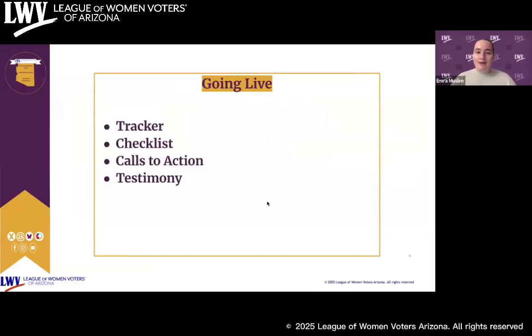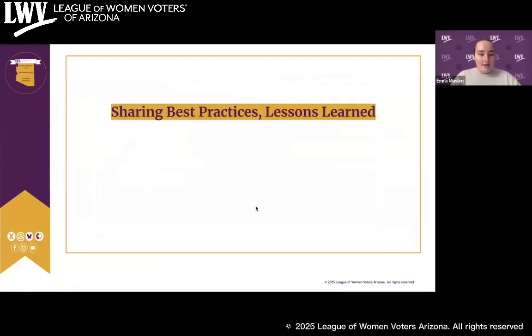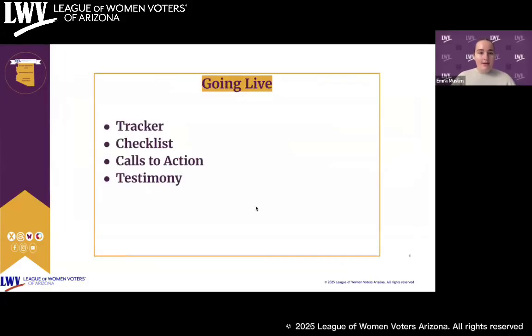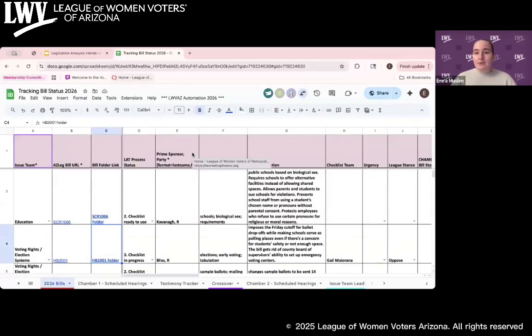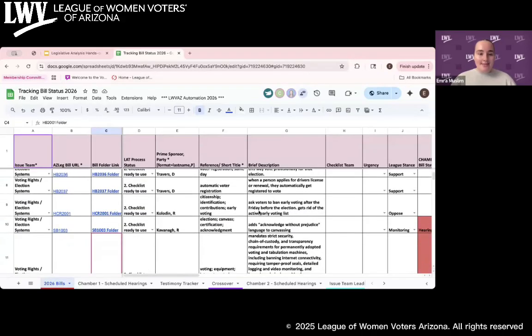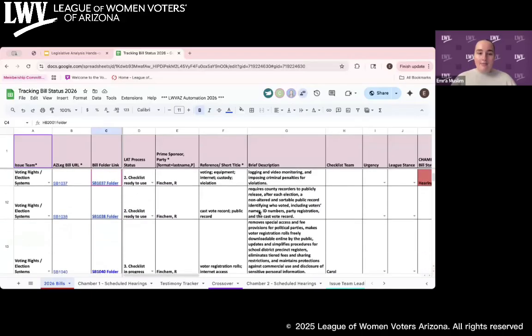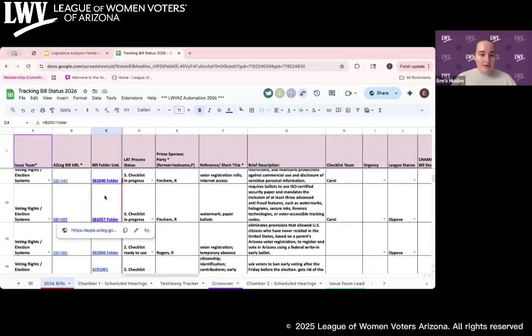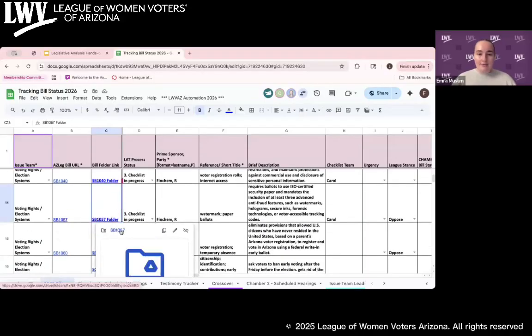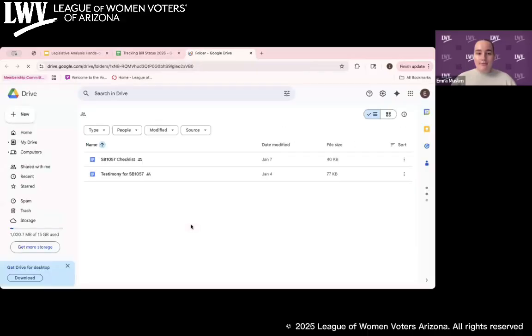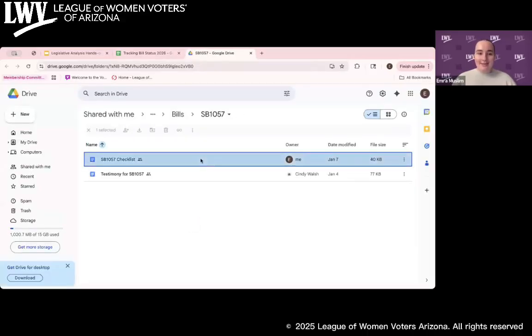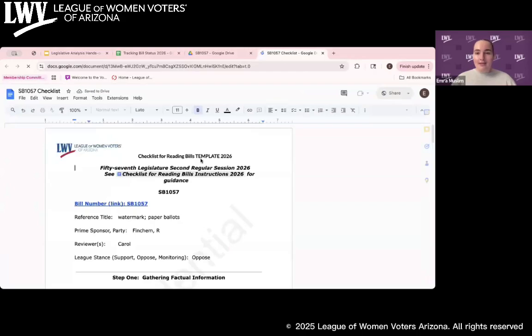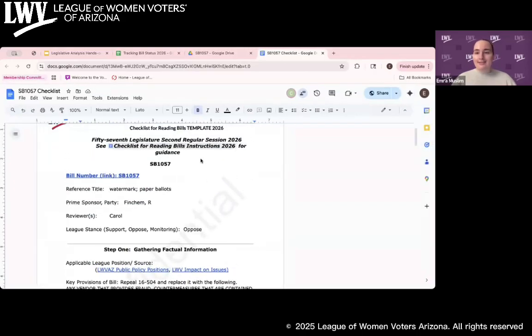All right, so now we will be going live, and I will be showing the tracker, which is our main tool for legislative analysis teams. As you may see, we have already started putting in bills that have been pre-filed that are related to our league priorities and positions. We will go to this example of SB 1057, which our wonderful member Carol has taken on. Carol can talk more about the checklist and her process.